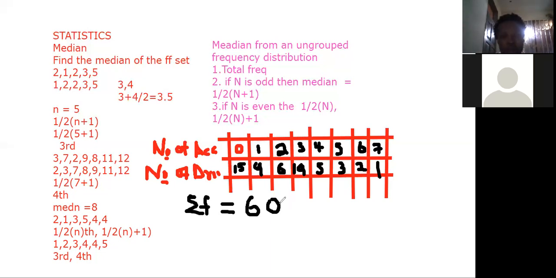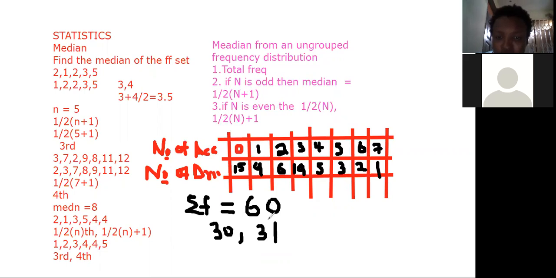So the first thing we are going to do is find the first one half. Listen, so we are going to get 30 and we are going to get 31. I hope I made myself clear. If it is even, then we are first going to find this half of n or sigma f. That will give us 30. Then this will give us 31.